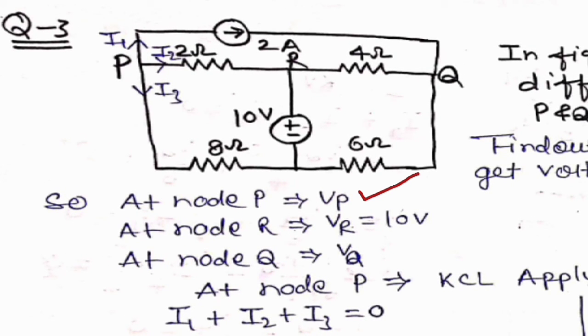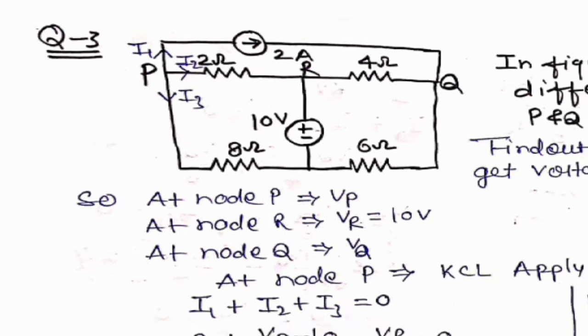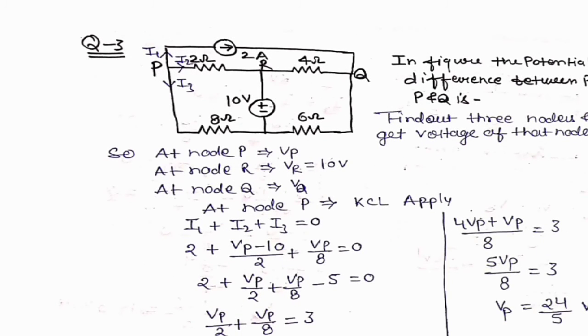At node R, this is Vr, and the voltage of Vr is equal to 10 volt, because a voltage source is connected at this node. At node Q, the value is Vq. Once you select the node voltages, for each and every node you put the KCL equation.